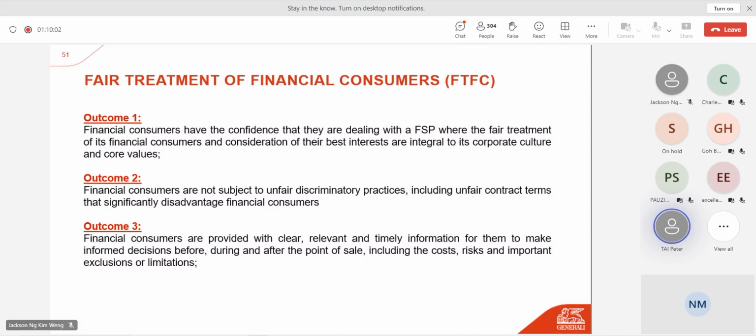Now, number three is you must provide clear, relevant, timely information for them to make an informed decision. Whatever policy they are buying, you must explain to them carefully, because you have to inform them of the cost, the risk, the exclusion, the limitation, and so forth. Basically, don't tell them that all policies are the same. Not all policies are the same. Each company's policy covers differently. So always inform them accordingly.